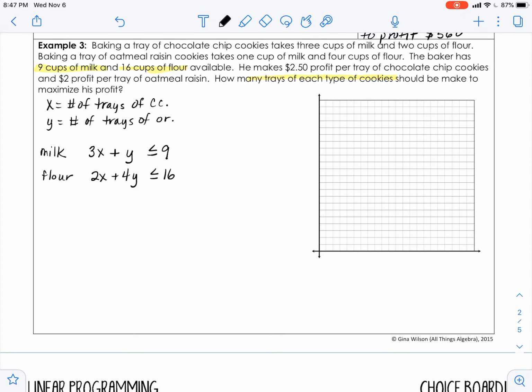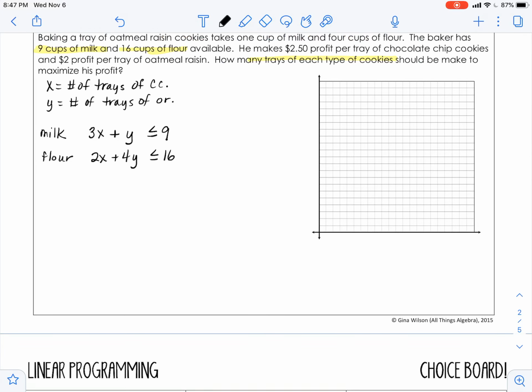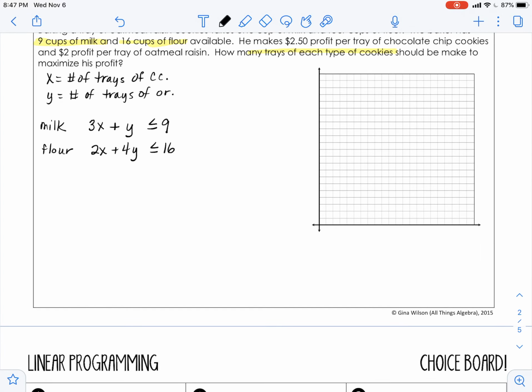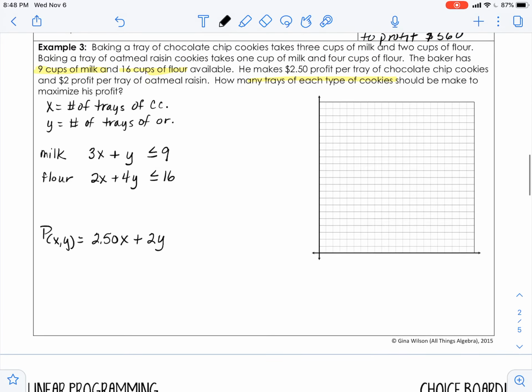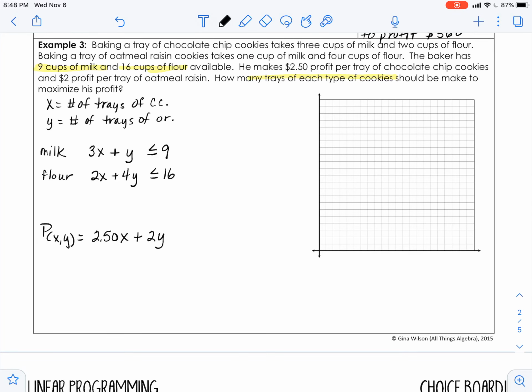Okay, and then again, to make their profit on there, the profit equation is going to be $2.50 for your chocolate chips, and they're going to make a profit of $2 for each tray of raisins. Okay, so again, we're only dealing in the first quadrant, so we have to have our X and our Y. Okay, and those are my 4 equations I'm going to be working with.